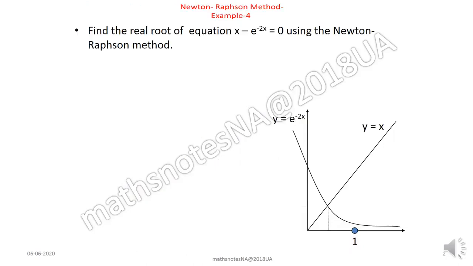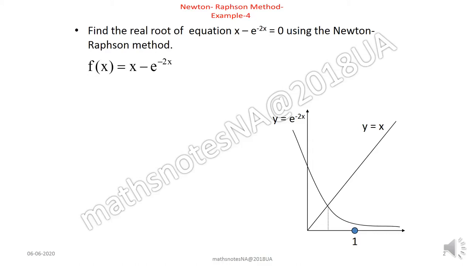It's example 4 of Newton Raphson method. Find the real root of the equation x minus e to the power minus 2x is equal to 0 using the Newton Raphson method. We see that here if we put x is equal to e to the power minus 2x, we have two curves here, y is equal to x, which we have drawn here, and y is equal to e to the power minus 2x. So we get the intersecting point of these two curves. That will be the root of the equation. It means the value of x at this intersecting point satisfies the equation.